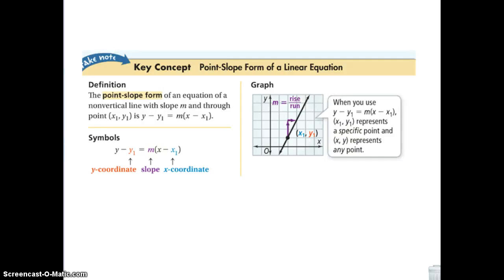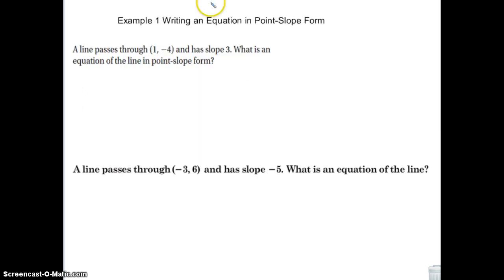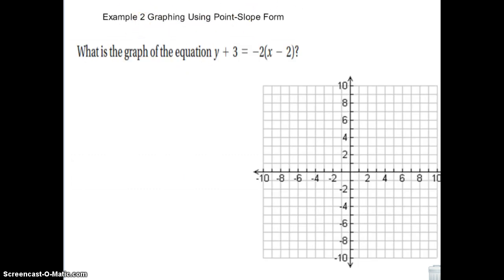All right, so this is our second day of point slope. I hope you guys had a good time with those first two sections on writing an equation in point slope form and graphing using point slope form.